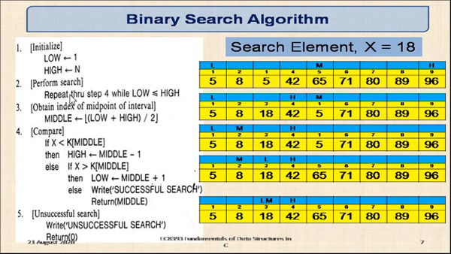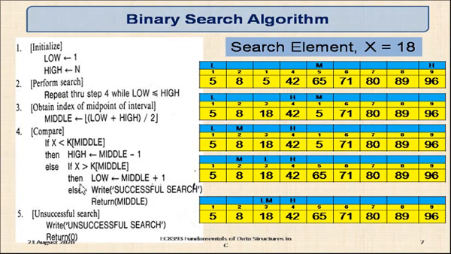Then perform search. The second step says repeat through step 4 while low is less than or equal to high. Repeat through step 4 until this condition is satisfied. That is, it has to go through the steps systematically up to step 4, that is steps 2, 3, 4.